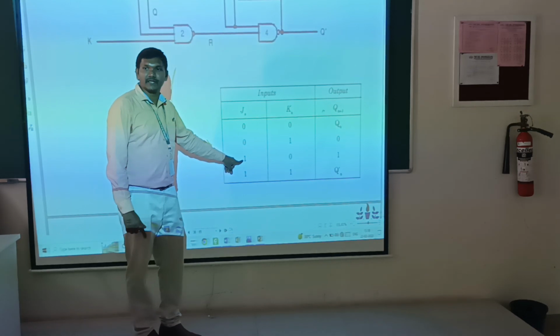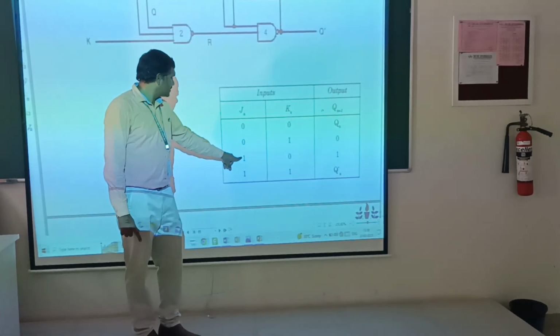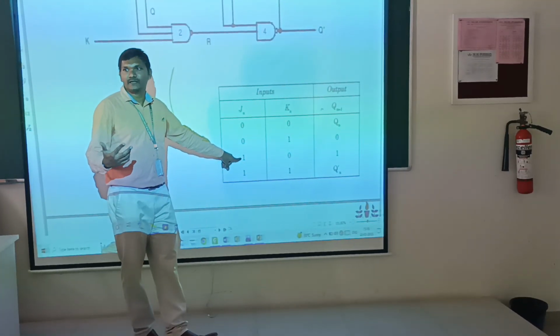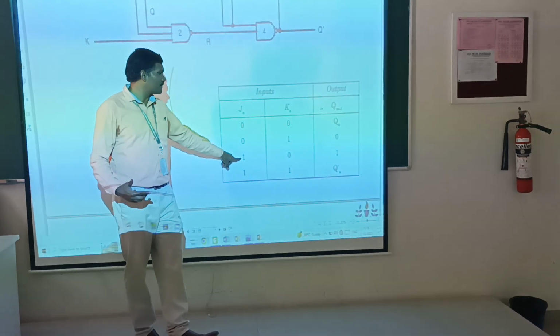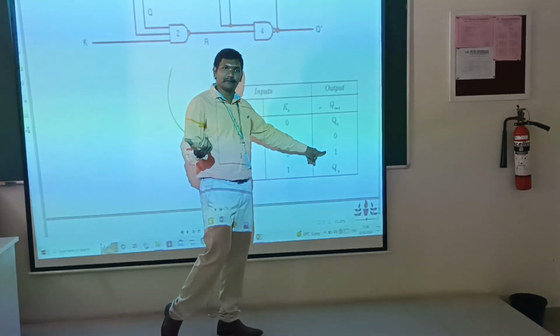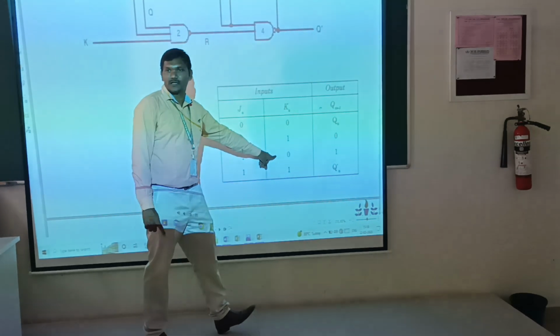And then whenever you give 1 0, what will happen? This is equivalent to the set operation in the SR flip-flop. So irrespective of whatever may be the previous state, when we give 1 0 as an input, the output is going to be 1.